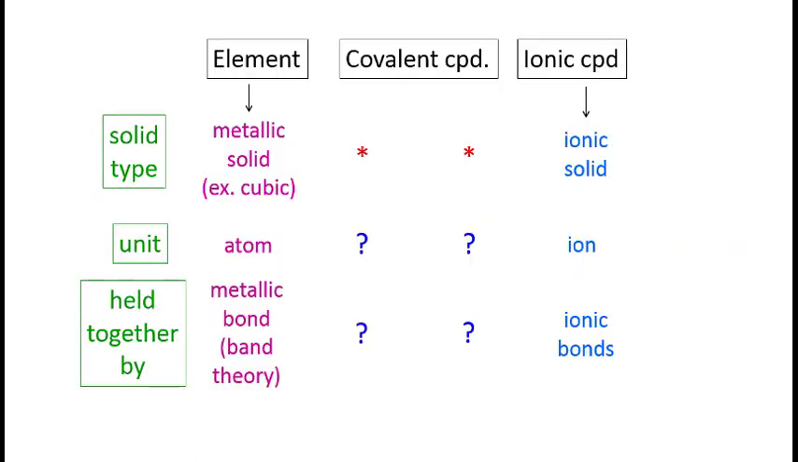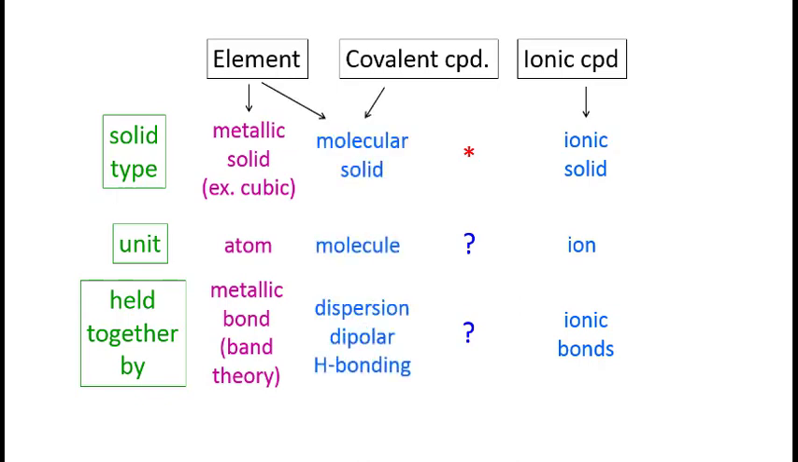Looking again at our chart, we can now enter a third type of solid, the molecular solid. Some elements, like the diatomic halogens, and most covalent compounds crystallize as molecular solids. Here the unit is the molecule, as distinct molecules can be identified in the structure. One molecule is held to the next by weak intermolecular forces: dispersion, dipolar, and hydrogen bonding.